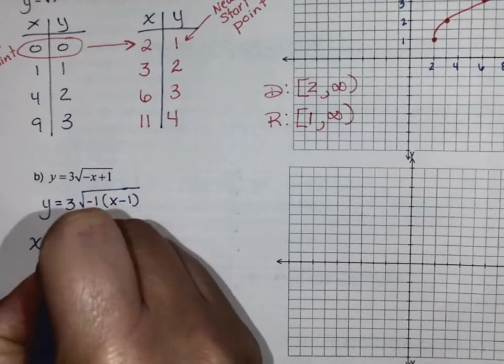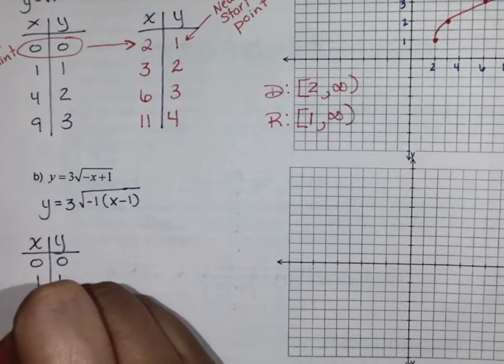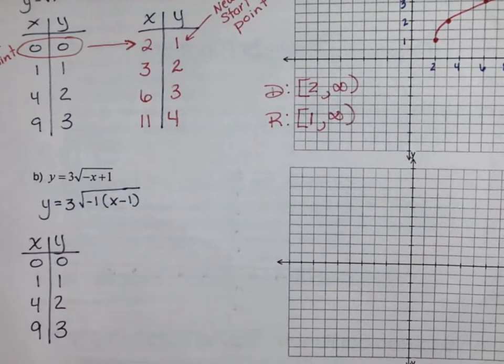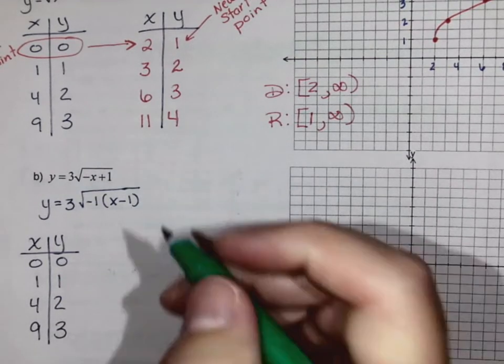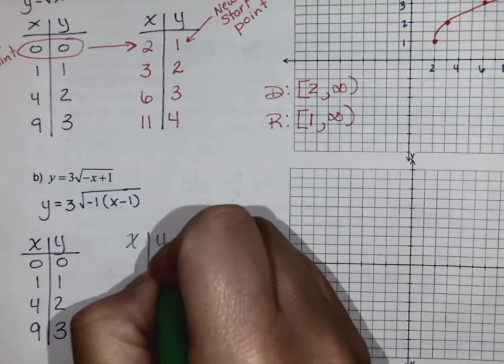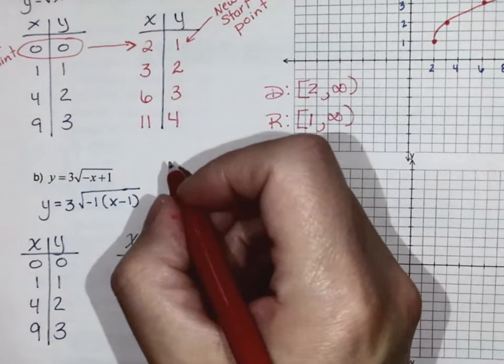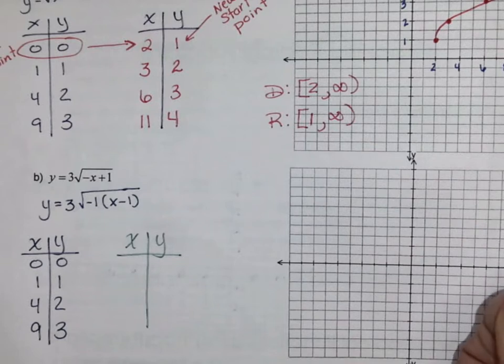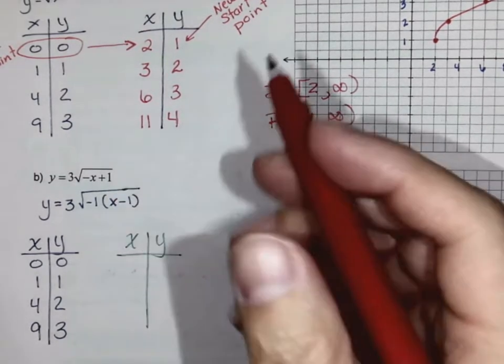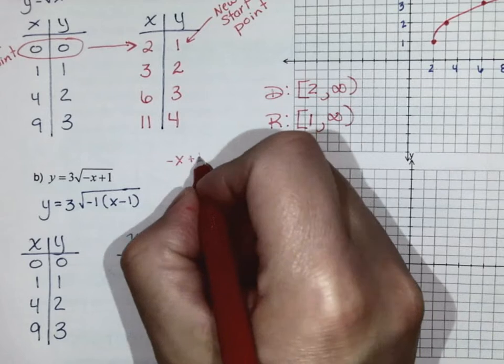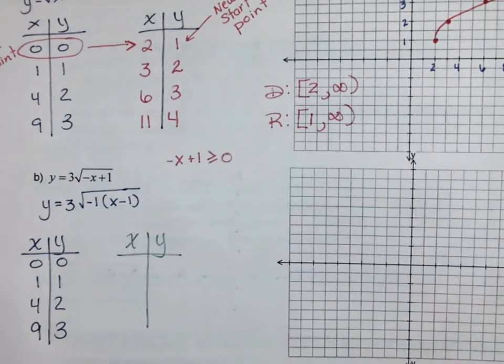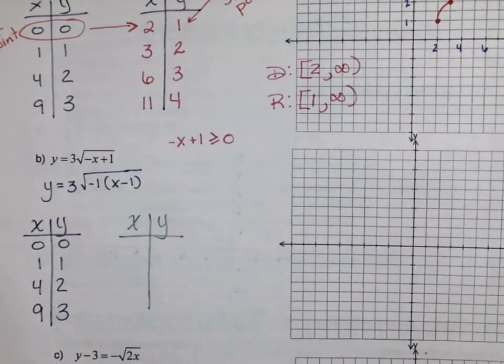Okay, so old table: 0, 0; 1, 1; 4, 2; 9, 3. New table. Oh, maybe we should talk about what transformations we're doing first. Okay. So would the restriction just be x is greater than or equal to 1? Negative x plus 1 has to be greater than or equal to 0. No, but you common factor it. It's better to do it right from the very first one. If I'm doing the restriction, you don't have to do the restrictions for these. You don't? No.